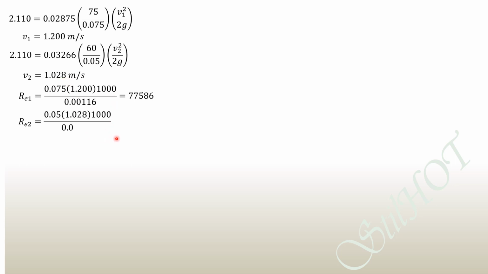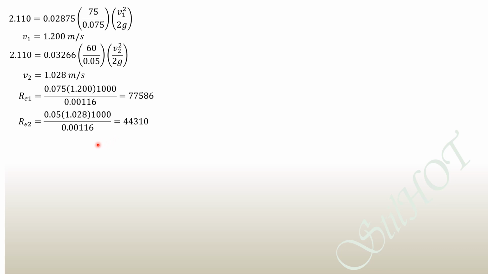We then recompute the Reynolds number of pipe 1: diameter 0.075, mean velocity of flow this time is 1.2, density 1000, over 0.00116, so it is 77586. Reynolds number of pipe 2: 0.05 times 1.028 times 1000 over 0.00116, and it is equal to 44,310.